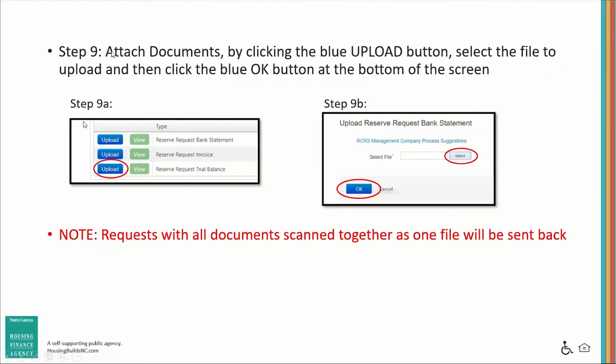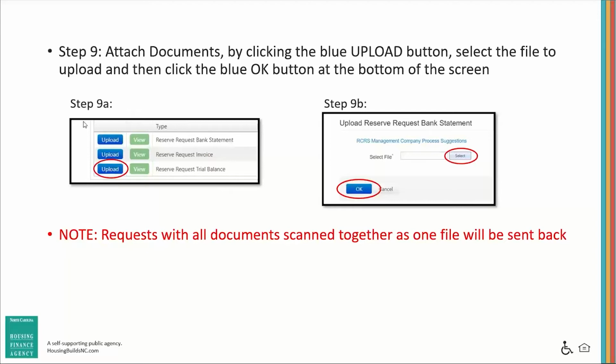Once you get to a point where you can upload documents, you will click the Upload button, and that will bring you to a screen in which you can select the file from your computer, and then you will hit OK. You will do this for all three attachment types: the bank statement, the invoice, and the trial balance. Remember, these items have to be separated out, so the bank statement will be uploaded under bank statement, trial balance under trial balance, and all of the invoices and additional documentation will be uploaded as one document under the invoices.